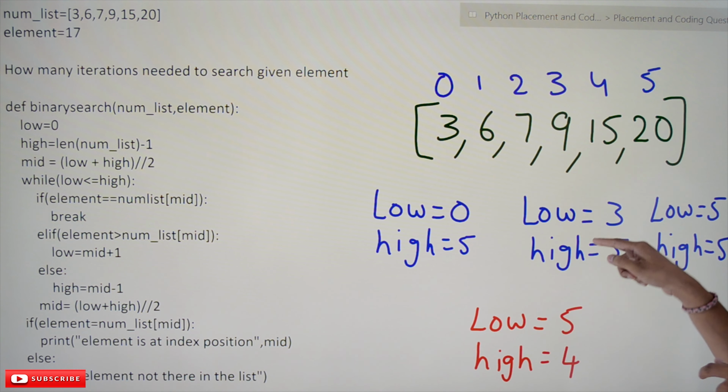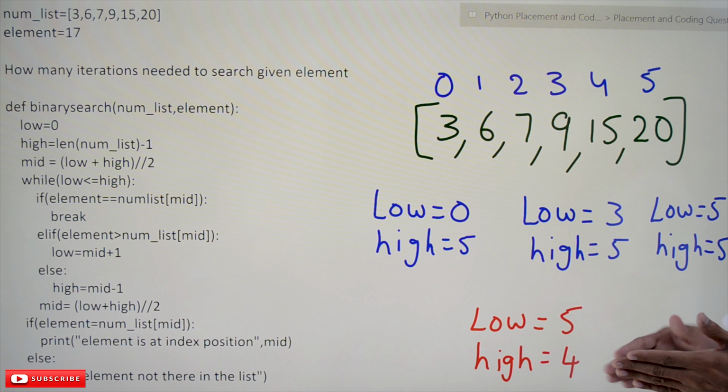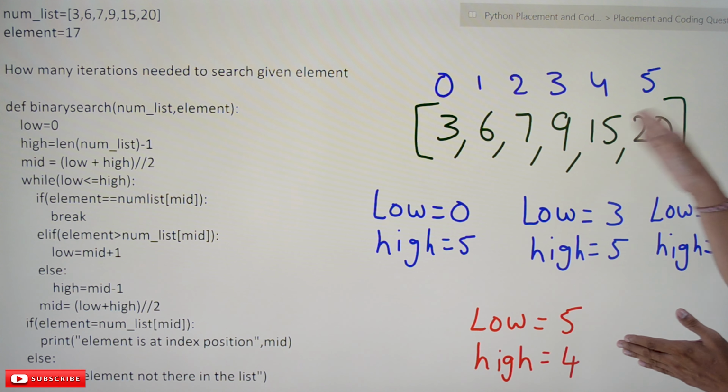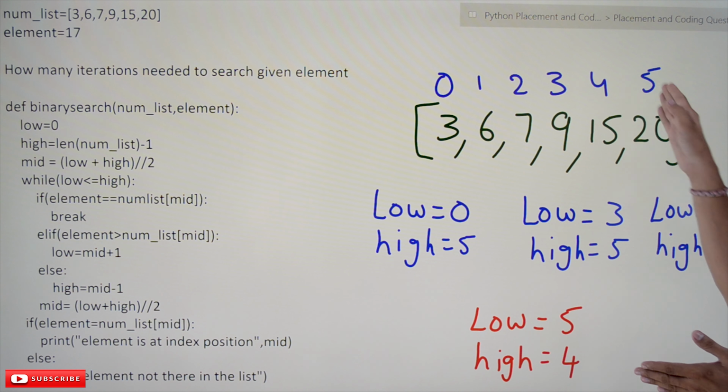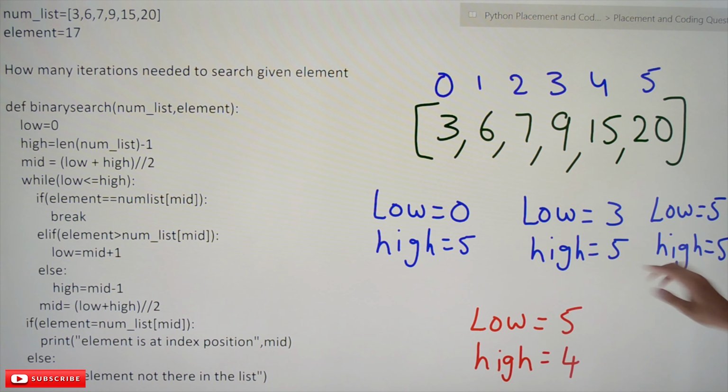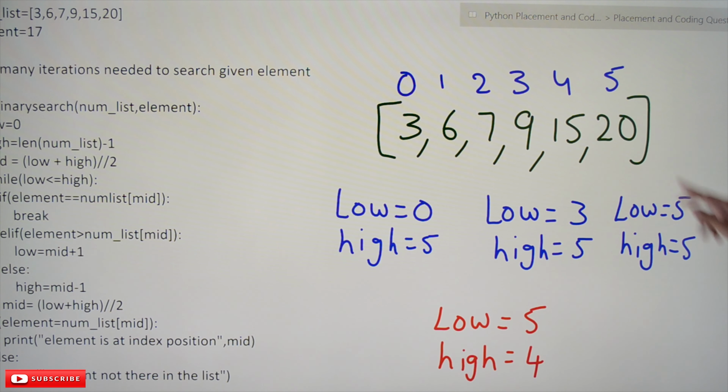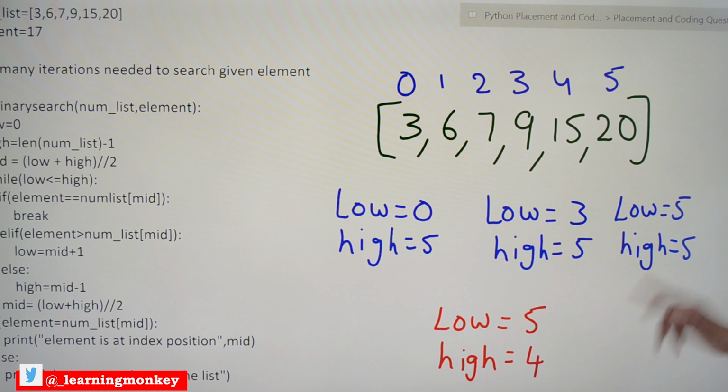So 15 equal to 17? No. 17 is greater than 15. So which side we have to check? Again, we have to check this side. So 4 plus 1. So the next time low value is equal to 5, high value is equal to 5. 5 plus 5 by 2, 5.